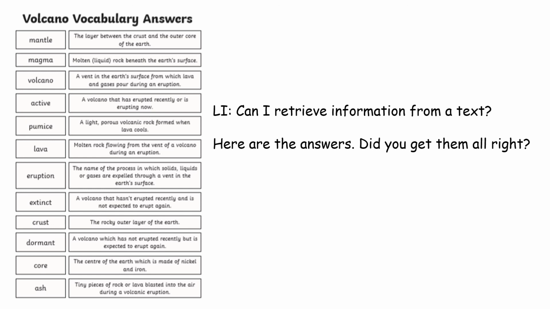Our crust is the rocky outer layer of Earth, also known as the surface. A dormant volcano has not erupted recently but could erupt again. We know that the core is the very centre of the Earth, made of nickel and iron, and that ash are the tiny pieces of lava blasted into the air during a volcanic eruption and can almost look like smoke and cloud. So I hope you got on well with that one.